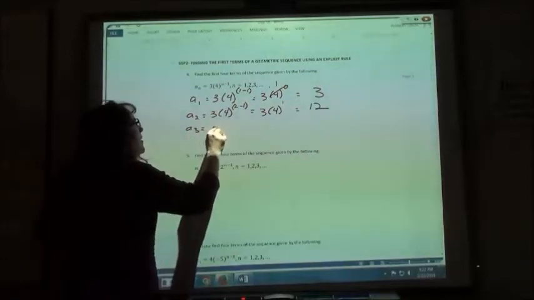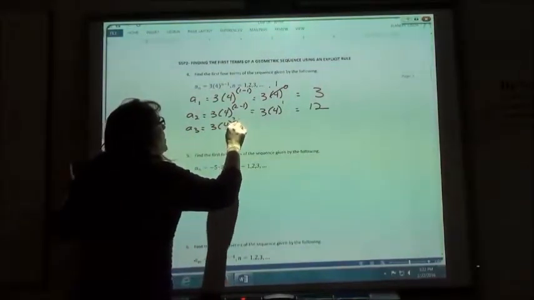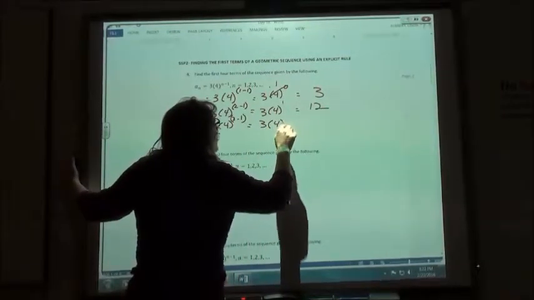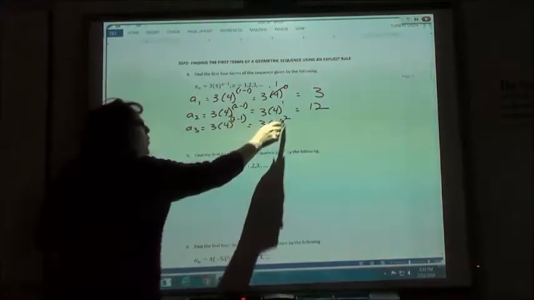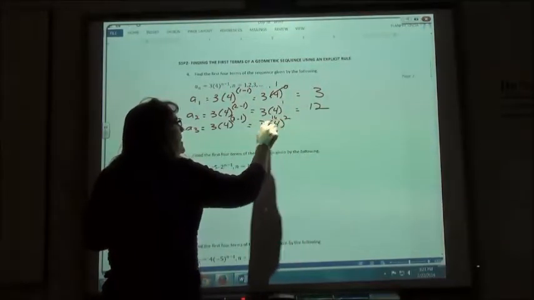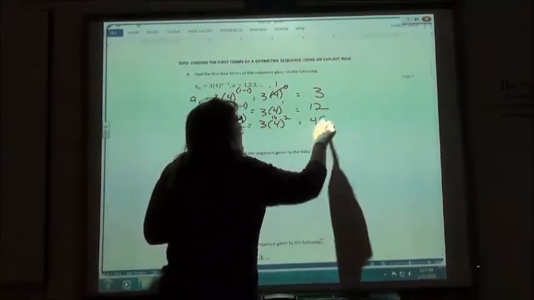A sub 3, 3 times 4 to the 3 minus 1. Well, that would give me 3 times 4 to the second power. 3 minus 1 is 2. 4 squared would be 16. 16 times 3, 48.